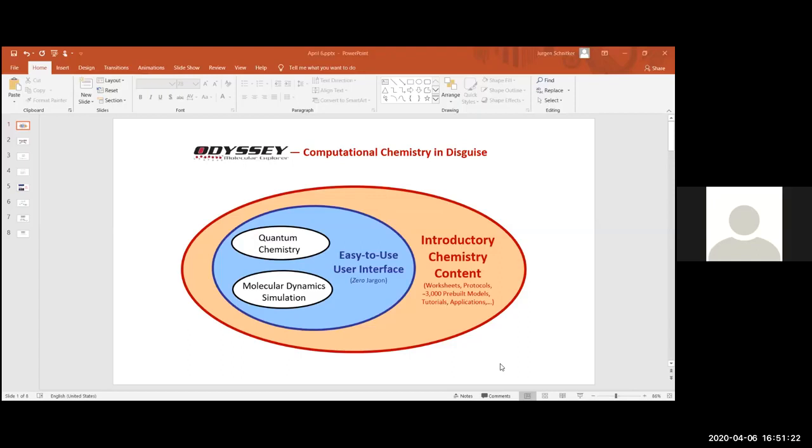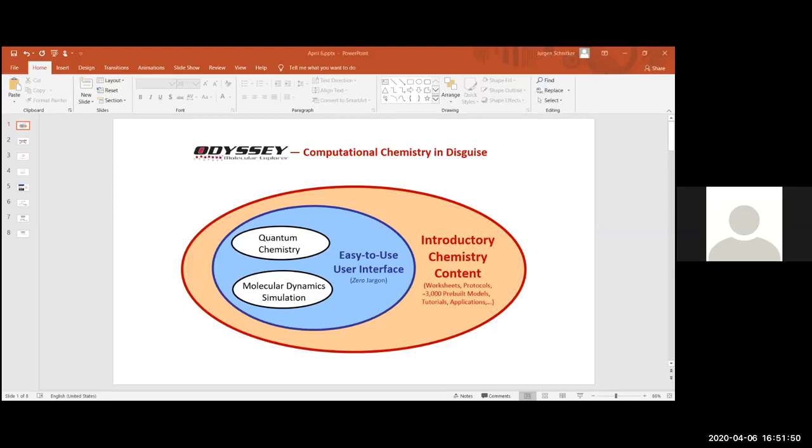The ODYSSEY is a bona fide computational chemistry program, which really sets it apart from what's usually used in education. There are two computational engines in the program, one for quantum chemistry and one for molecular dynamics simulations. And I want to talk a little bit about what's going on there and show a few more slides later. I have a total of 8 slides.